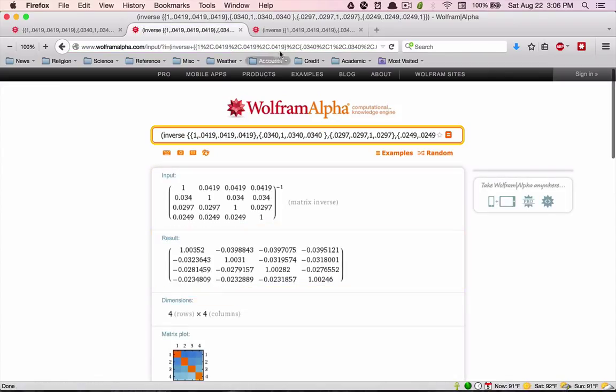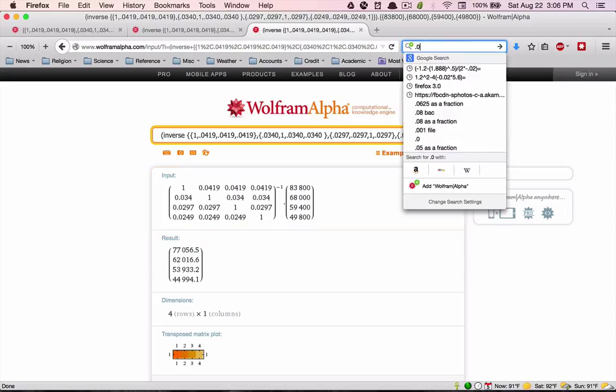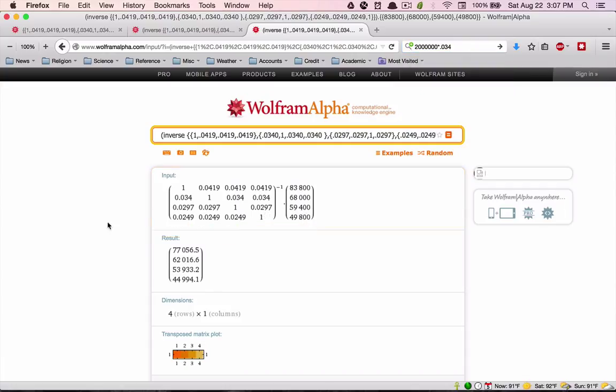Now, the next job is to multiply this by that constant matrix, where each of these numbers is the amount of the 2 million that we came up with. For example, you'd have 2 million times 0.0419. And that's going to be the 83,800, right? And for the 3.4%, 0.034, that's going to give the 68,000, etc., like this. And so there's the matrix we want right there.